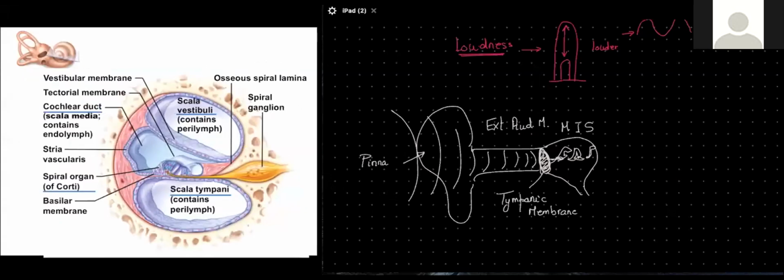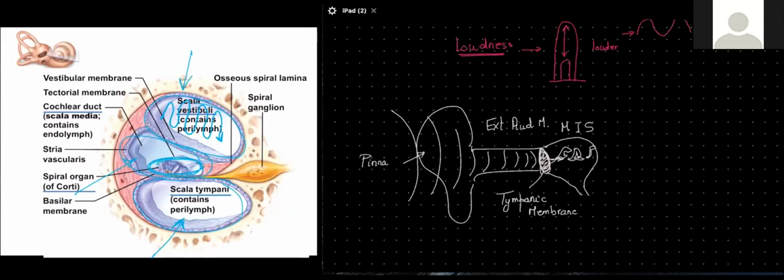So the vibrations have traveled from the stapes, and now they are moving the fluid inside the cochlea. This is a transverse section of the cochlea. If you notice, the cochlea is going to be divided into three main compartments. Those are the scala vestibuli, scala tympani, and in between we've got the scala media. And inside the scala media, this is where I will have the receptor responsible to detect hearing.